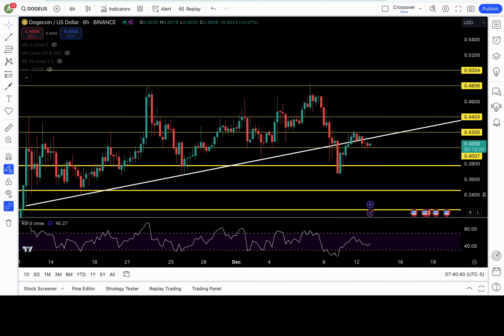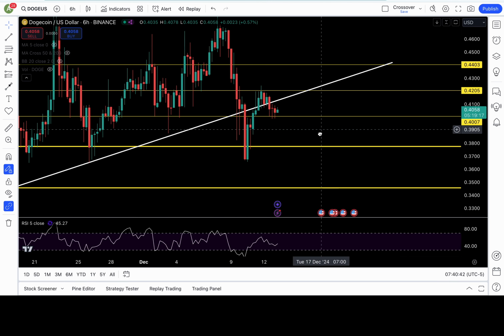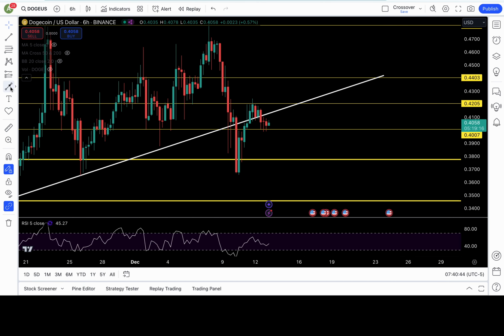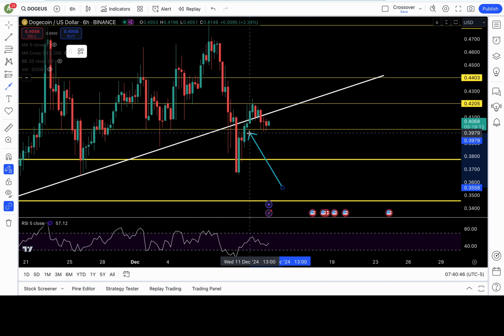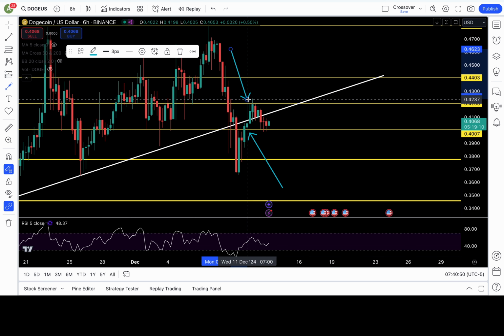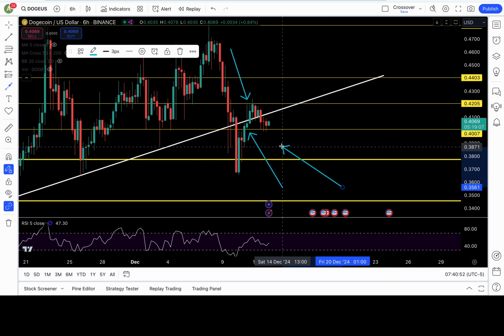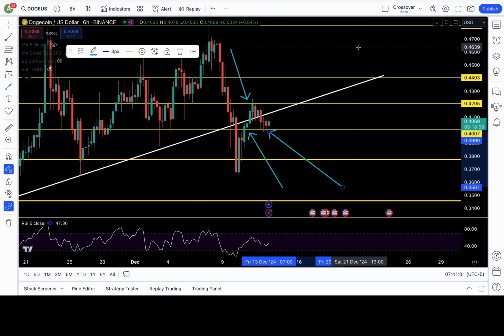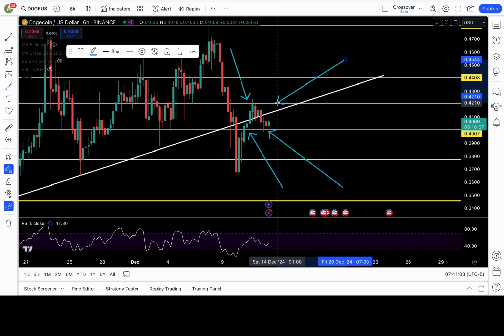DOGE, if you played level to level, it cleared 40 cents. I didn't play it, but it cleared 40 cents. It smashed 42 cents. We're getting some level to level moves. Now we're back testing 40 cents as support. Not necessarily bearish right now. If 40 cents can hold, and we get that 42 cent breakout, I'm going to long it.